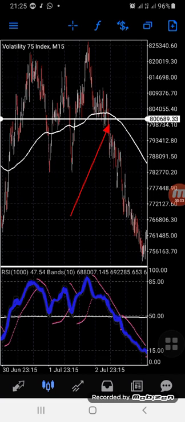Today we are talking about the best strategy for Vix75 and for other indices on the market. This setup works very well. It is called the breakout strategy, but we are going to amplify it to trade even without the breakout.